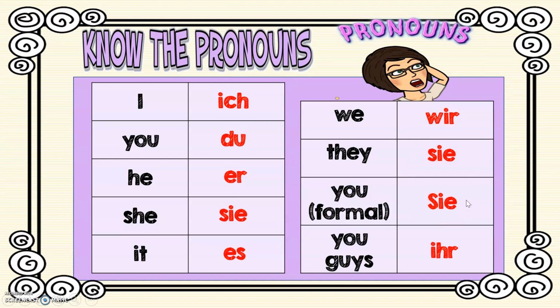Now, one weird thing you probably notice right off the bat is there are three Sies: Sie, she, sie, they, and Sie, you formal. One way to tell the difference, is it she or is it they, is how the verb is conjugated. If you look at the conjugated verb, it will let you know if we're talking about sie, she, or sie, they. Sie, you formal, is always capitalized.